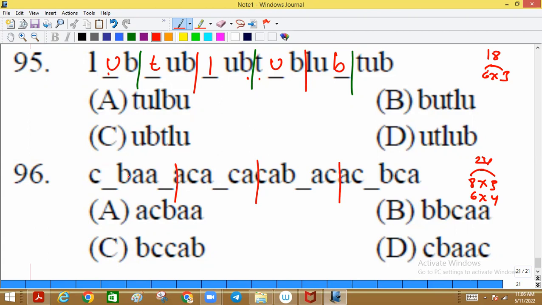C gap B, A gap. C gap B, A gap. So these two are common. CAB, CAB, AA. So here also you put AA. C here, C here. So these two are common. Yes or no? Similarly, these two also common, like ACA, ACA, BCA, BCA. So this is the answer. AC, BA. Even if you divide it into 3 blocks, you get the answer.